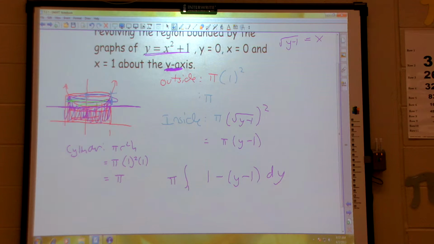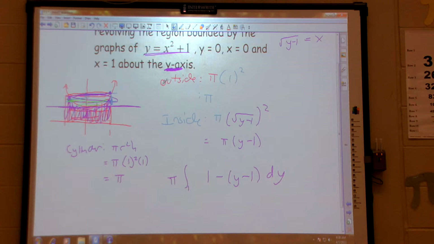Now if you want to find where these meet, think about it. That curve and 1, well, it's saying x is 1, correct? When I plug in 1, I get 2, correct? So at 1, I'm at 2. So from 1 to 2. Now let's clean that up. I have the integral from 1 to 2. That'll be 1 minus y plus 1, so I really have 2 minus y dy.